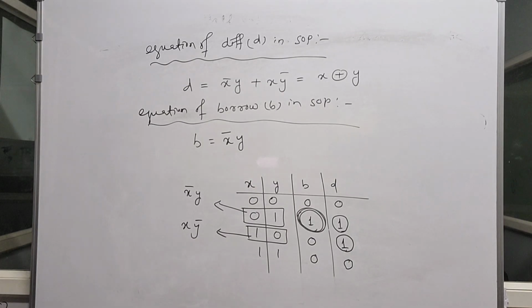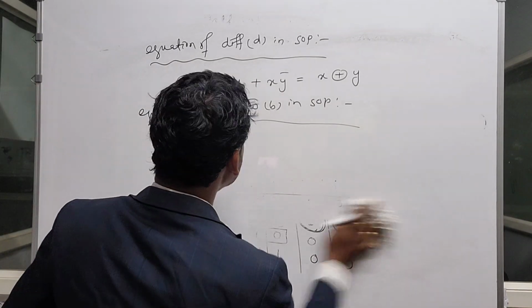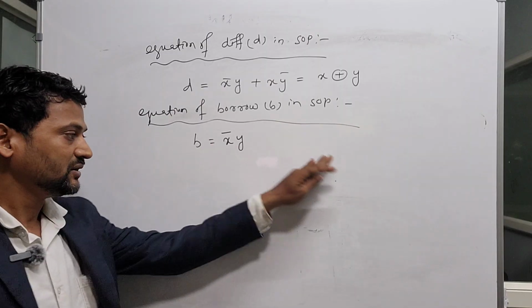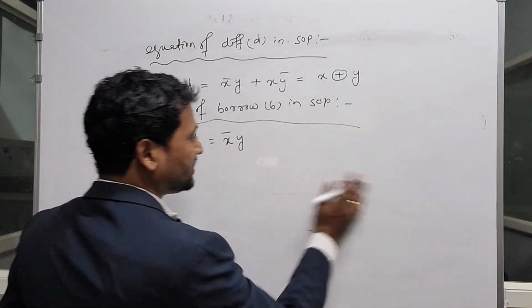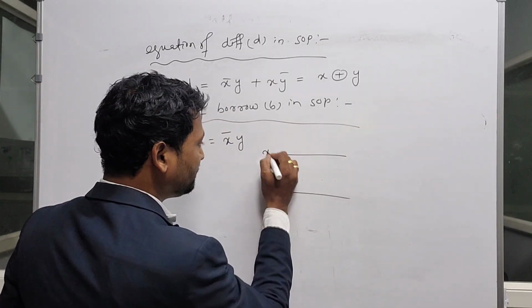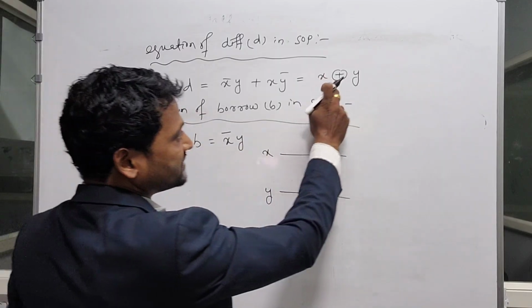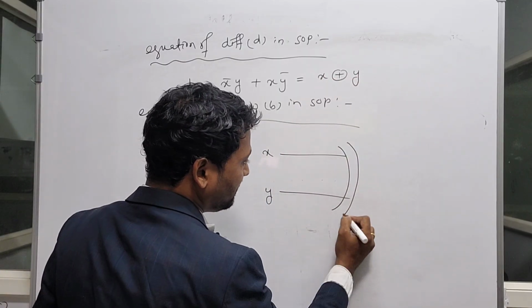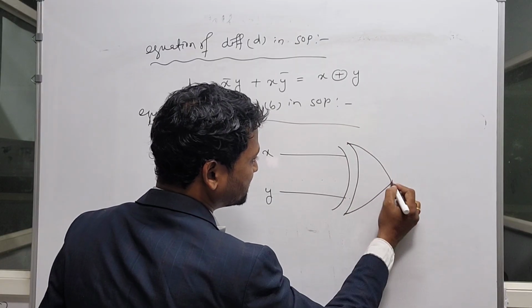So that means we are getting two equations. One is difference, that is XOR, and the second is borrow as x bar into y. So how to design that circuit? We have two inputs, x and y. We need an XOR gate, x XOR y. So this is the symbol of which gate? This is the symbol of the XOR gate.